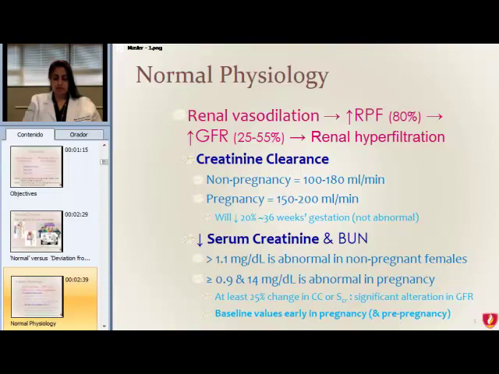Before we know what's a deviation from normal, we need to know what is normal. So let's discuss a little bit about the pathophysiology of renal disease in pregnancy.